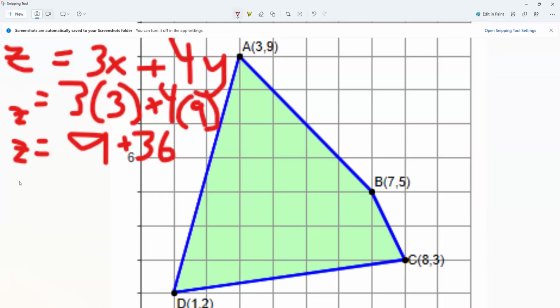9 plus 36, that's 45. So I get 45. Perfect. So our football team maybe could score 45 points to 0. Maybe. Okay, so we got 45.